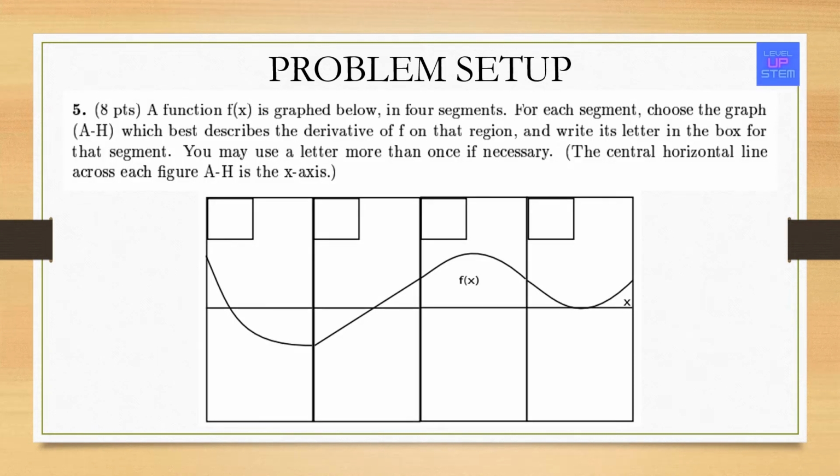So here we have our function f of x, graphed below in 4 segments. For each segment, choose the graph A through H, which I'll show in a second here, which best describes the derivative of f on that region and write its letter in the box. You may use more than one letter if necessary, and that horizontal line in the middle there is the x-axis, sorry.